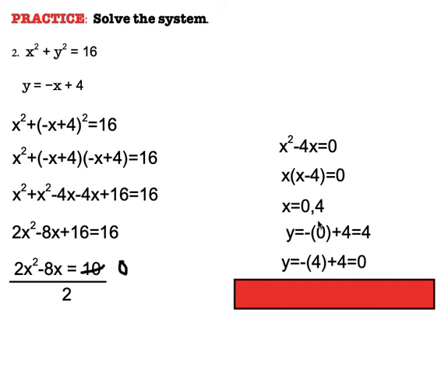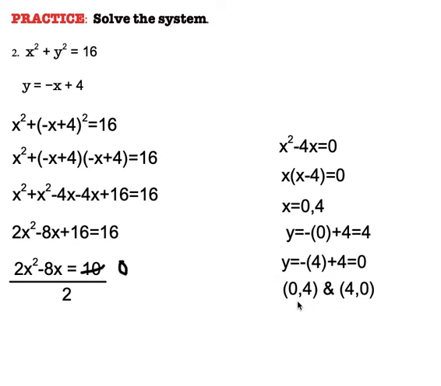Now, are they always just going to be the inverse of each other? No, that's just how it happened this time. So when I substituted in a 0, I got a 4, and when I substituted in 4, I got a 0. So my two answers are (0, 4) and (4, 0). So if I were to graph these, I would have a circle and basically lay a line cutting through it and intersecting at two different points.